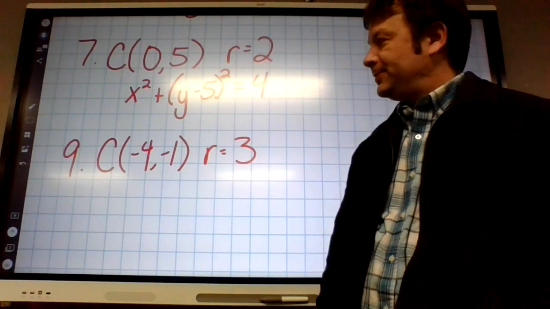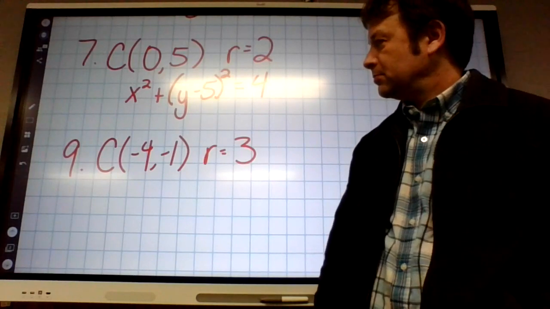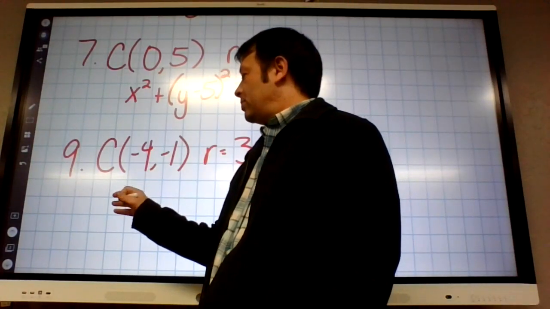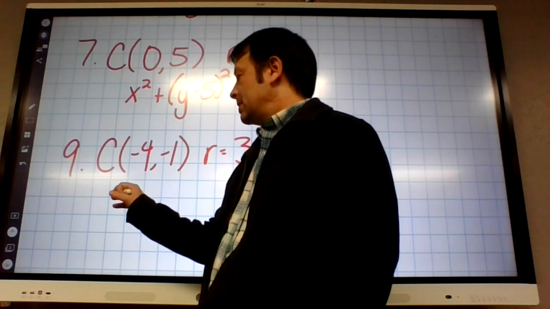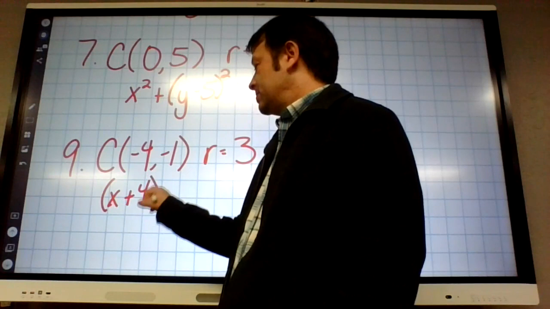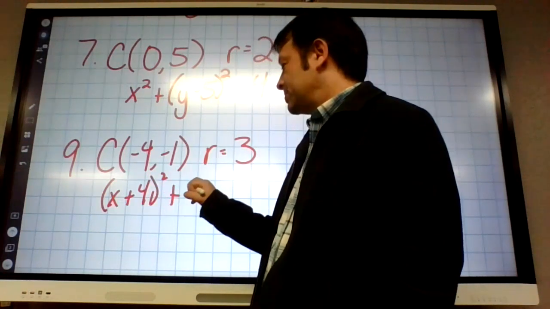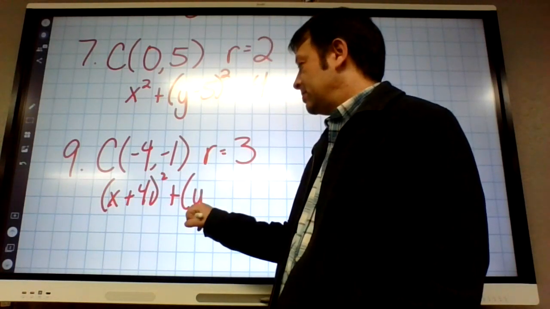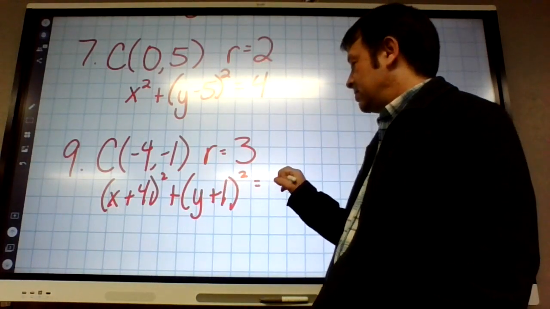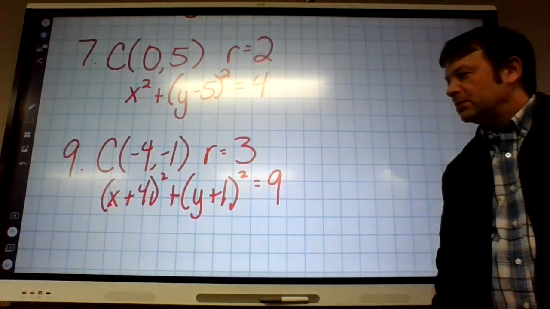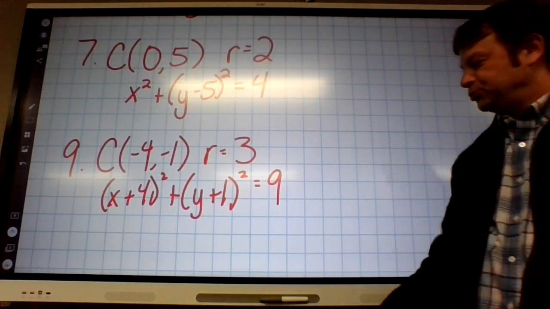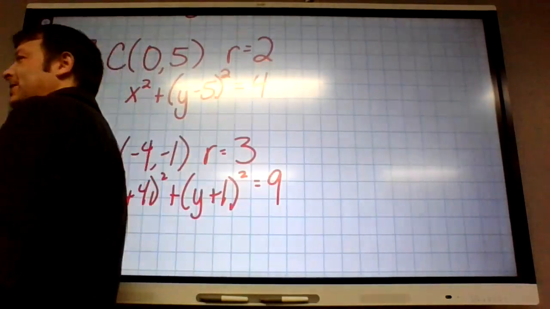Okay, are you looking at number 9? Okay. If the center is at negative 4, negative 1, you do x plus 4 squared plus y plus 1 squared equals 9. Okay, I get this. Glad you did it, because now we're switching it up.